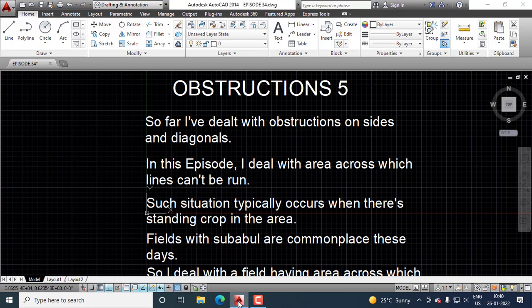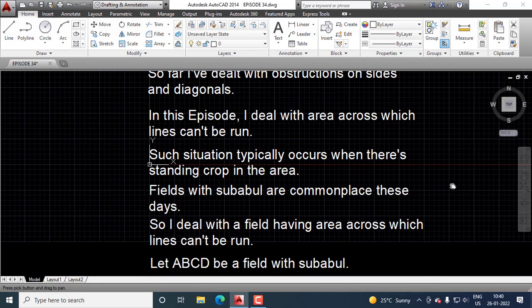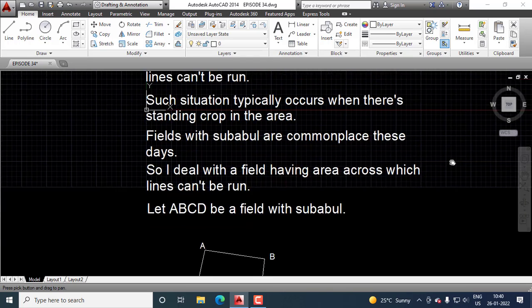So far, I have dealt with obstructions on sides and diagonals. In this episode, I deal with area across which lines can't be run. Such a situation typically occurs when there is standing crop in the area. Fields with subabul are commonplace these days. So I deal with a field having area across which lines can't be run.